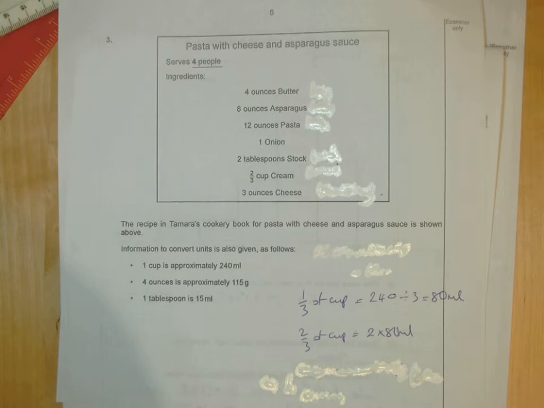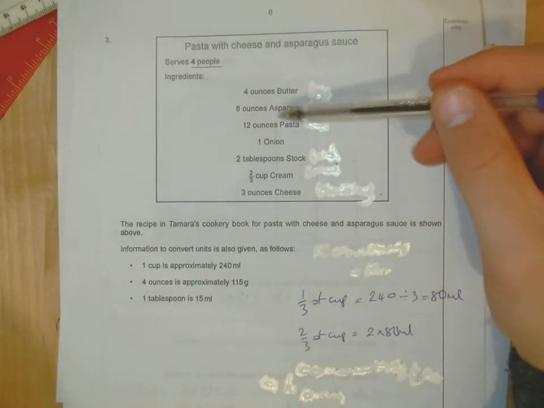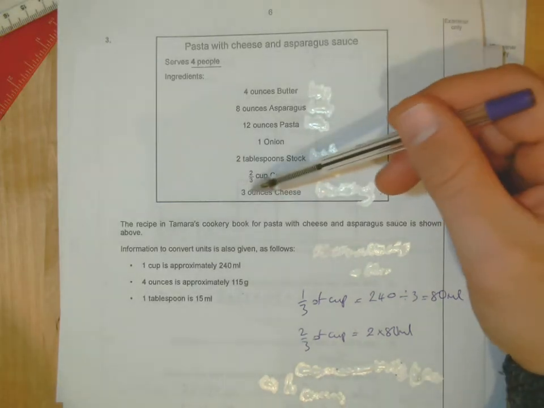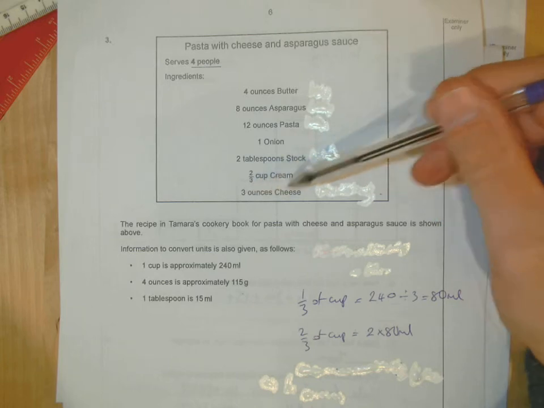So pasta with cheese and asparagus sauce serves 4 people. Here's the recipe. And then of course in this question you needed to convert some of the things, cups, ounces and tablespoons, into milliliters and grams and so on. Now what I did here was right, but then I got kind of stuck at the end, and I realised there is a quicker way of doing this last bit.